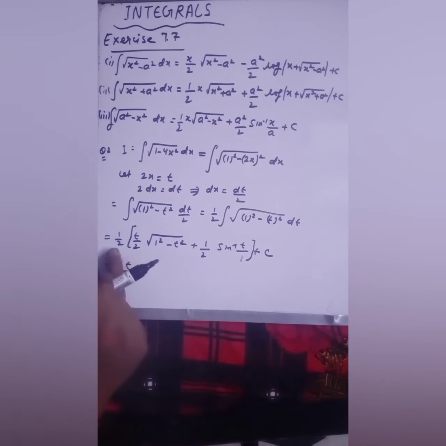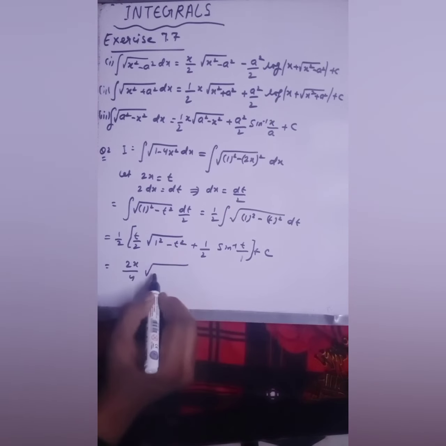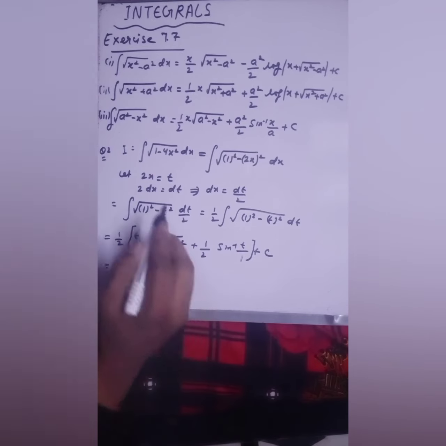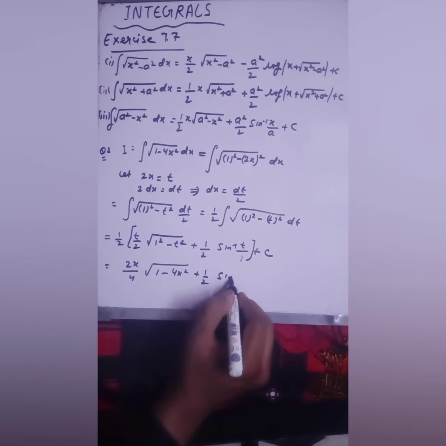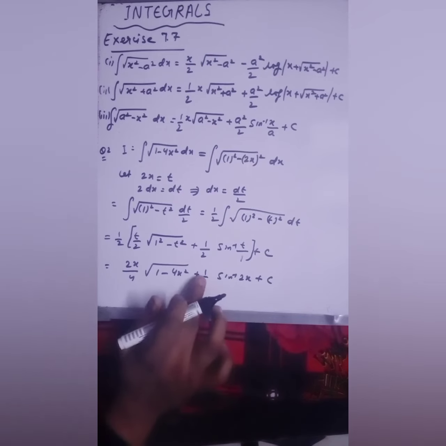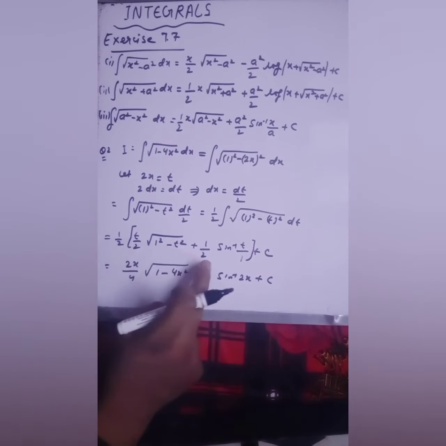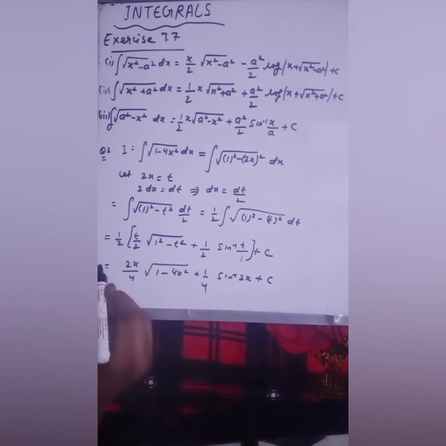Apply this bracket, so I'm multiplying this half with this. This is t by 4. Now in place of t, I'm putting this value, that is 2x. So 2x upon 4 under root 1 minus 4x square, plus half sine inverse 2x plus c. Okay, this would be 4 actually, because when you multiply this by half, you will get 1 by 4. So this is the required answer. In the same way, you can solve question number 1.